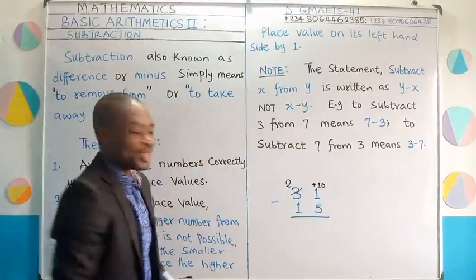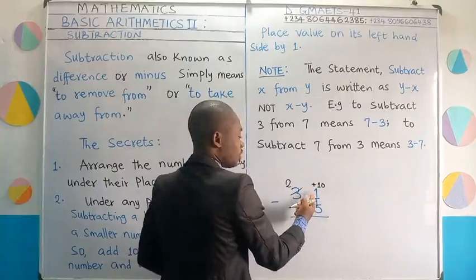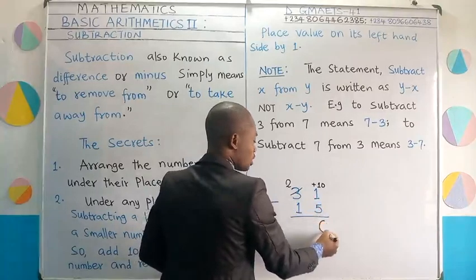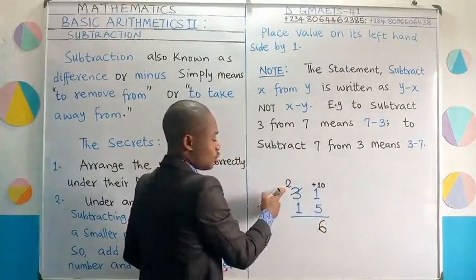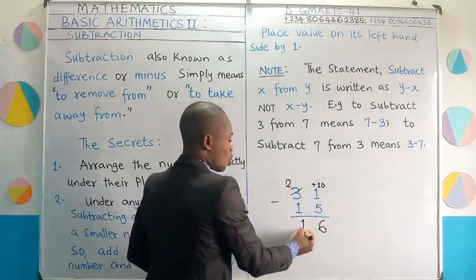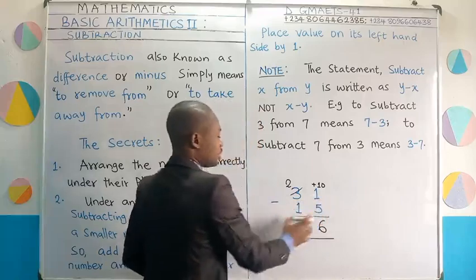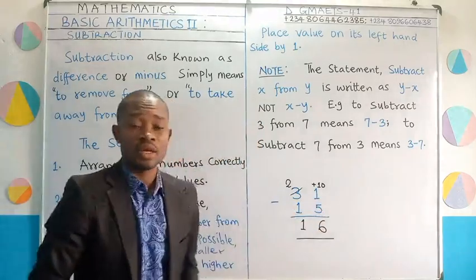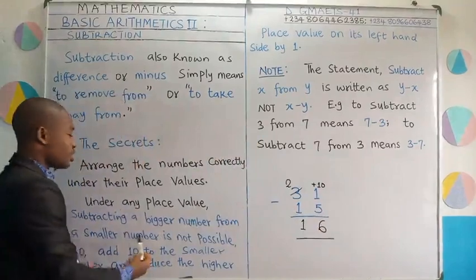This is what you have to do. So 10 plus 1 gives us 11. 11 minus 5 will now be what? 6. And then this is 2 now. 2 minus 1 will now give us 1. Which means that 31 minus 15, the answer is what? 16. So that is what secret number 2 is telling us.